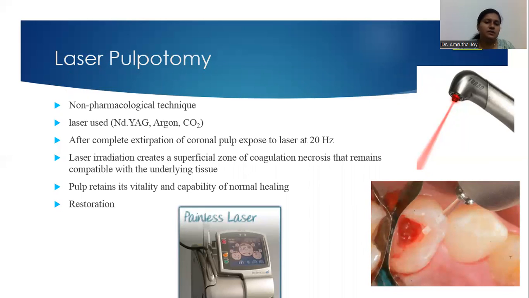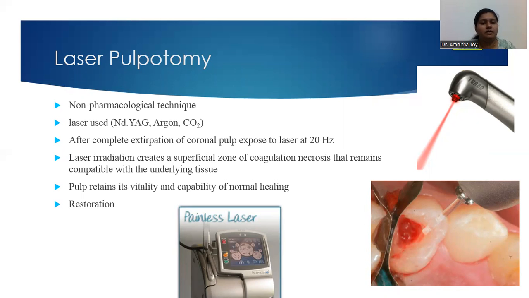Other mummification procedures include laser pulpotomy and electrosurgery. Laser pulpotomy, where we are using a laser, either carbon dioxide laser or argon laser or Nd:YAG laser, can be used to cauterize the amputated pulp tissue. It's a non-pharmacological technique because no chemical is used to obtain hemostasis or to fix the pulp tissue.